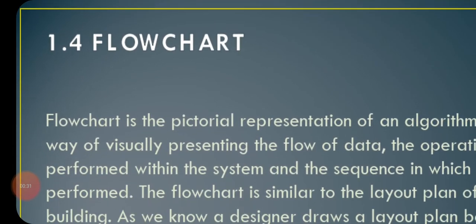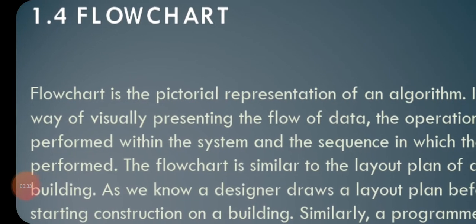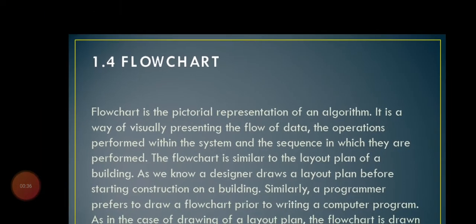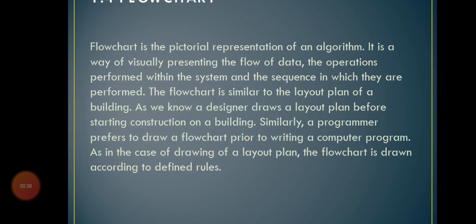Flowchart. A flowchart is a pictorial representation of an algorithm. It is a way of visually presenting the flow of data, the operations performed within the system, and the sequence in which they are performed. It means that when you draw a flowchart, it tells what the different symbols are which are used, what different operations will be performed, and what the sequence of those operations will be.